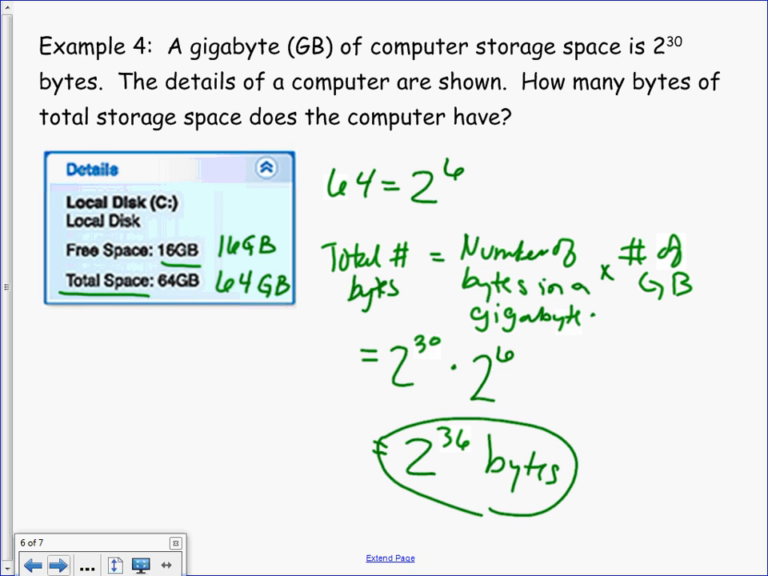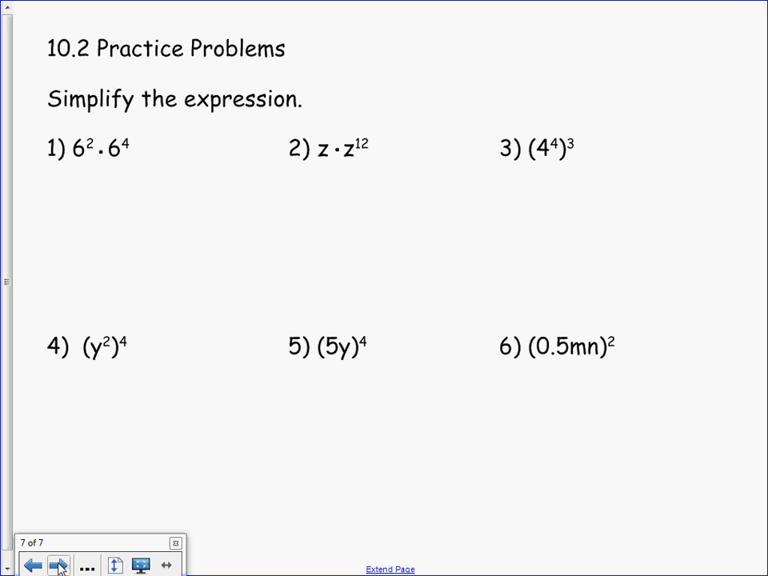All right. Now you have 6 practice problems. The first 2 deal with product of powers, then it's power of a power, and then it is power of a product. Okay, so use those 3 equations to help you.